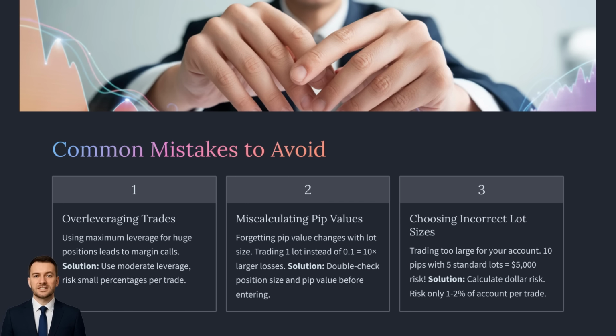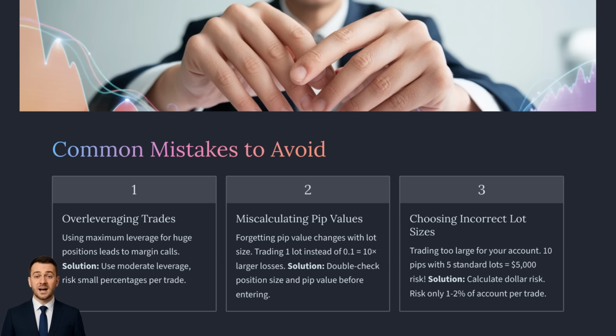Miscalculating pip values. Some beginners forget or aren't aware that pip value changes with lot size. If you're used to demo trading 0.1 lots, mini lots, and then accidentally trade one lot, the pip value is 10x larger. Any losses will be 10x bigger too. Also, different pairs can have different pip values, as we saw with JPY pairs or cross currencies, which can throw off profit-loss calculations. Avoidance: double-check your position size and know the pip value before entering a trade. Use the tools available. Many platforms display pip value, or you can use a pip value calculator. Practice calculating a few by hand to get a feel.